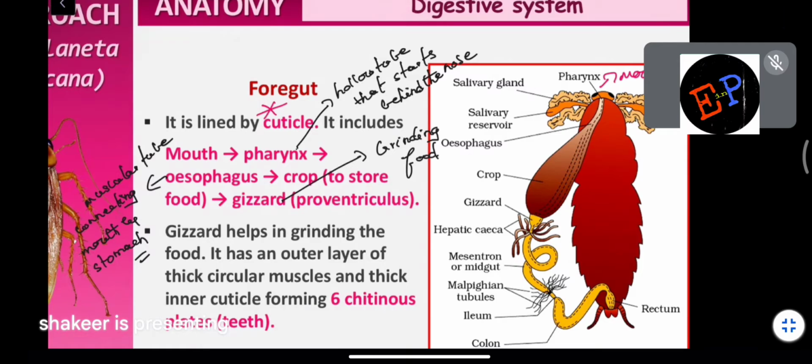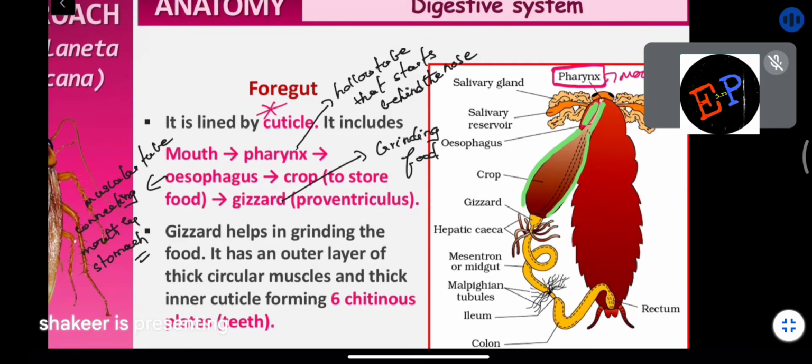Clear, ma? Then this esophagus again opens into a crop. And what is meant by crop here? See, here the parts are present. So this is the pharynx. Mouth opens into the pharynx. Pharynx is connected to the esophagus. This region we can call the esophagus, ma? And the esophagus is again connected to the crop.